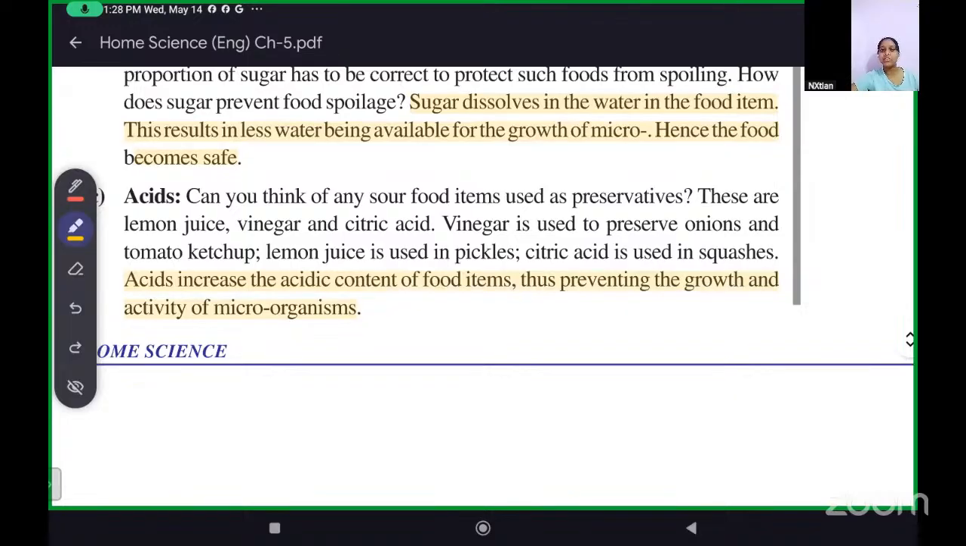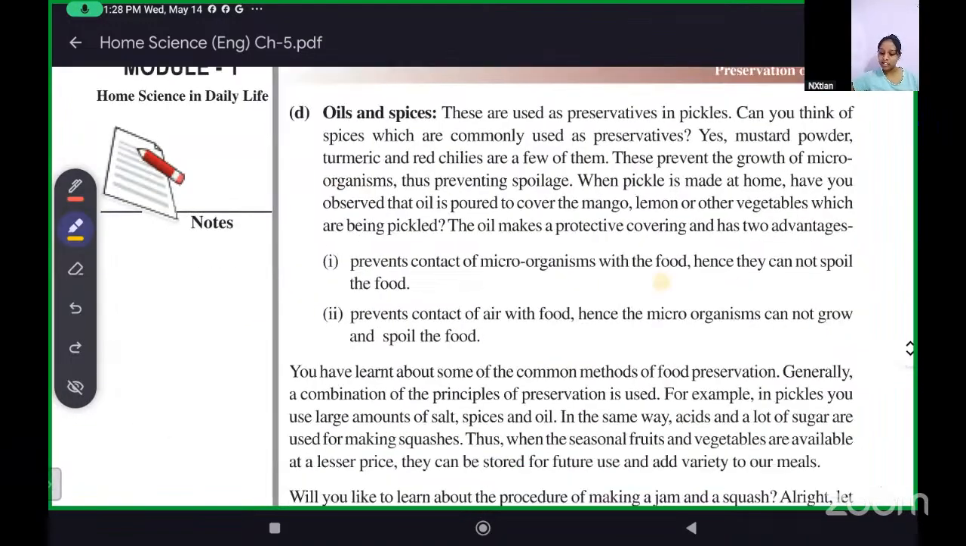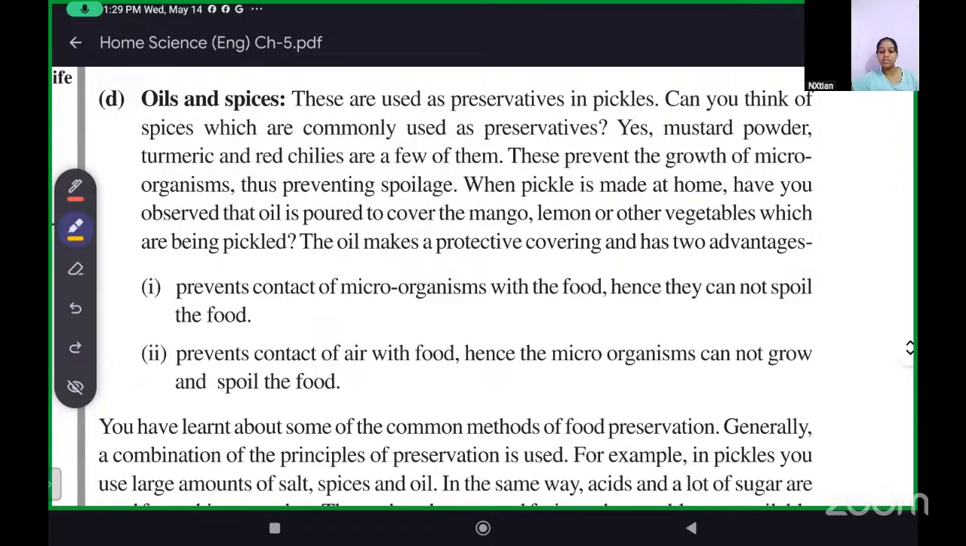You have to learn what these preservatives do, that helps in stopping the growth of microorganisms. What they actually do, what is their role? So you have to remember this. Then comes oils and spices.